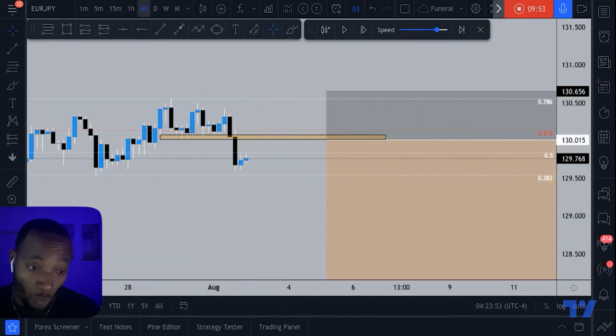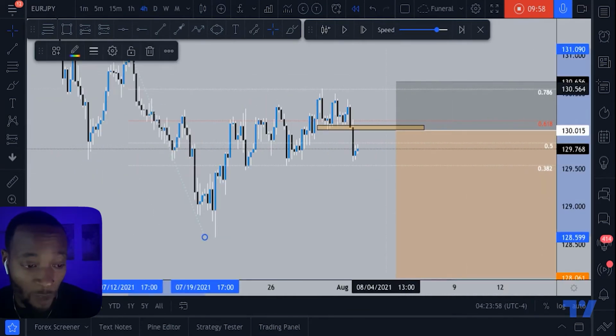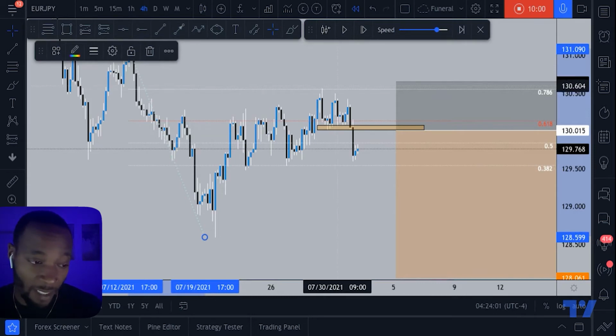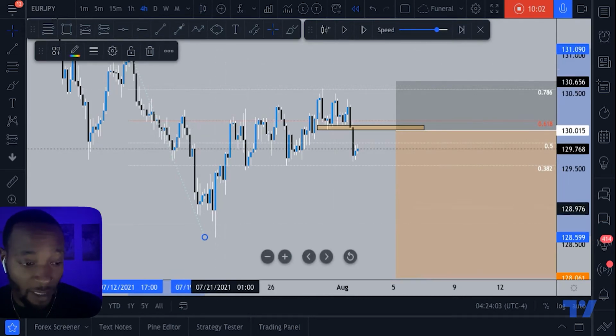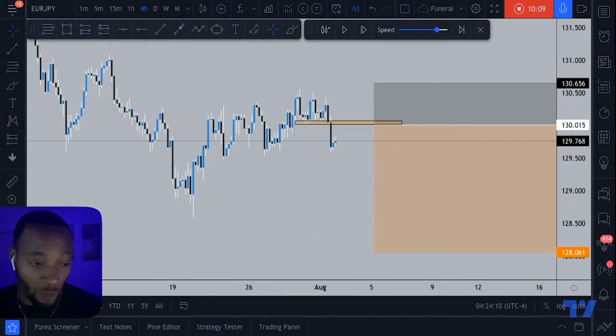Let's get a little more in detail by dropping down to the 4 hour. We're still on the 4 hour time frame. We know we've recently rejected the 786 of the overall impulse on the daily to the downside. Let's get in a little more. We know we've broken structure below here. This was recent support broken. Now we want to see it acting as resistance.